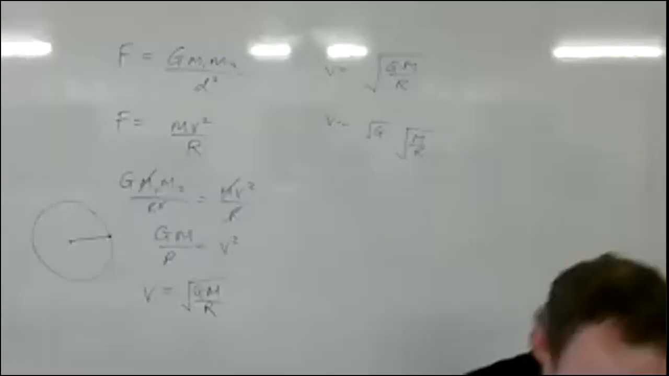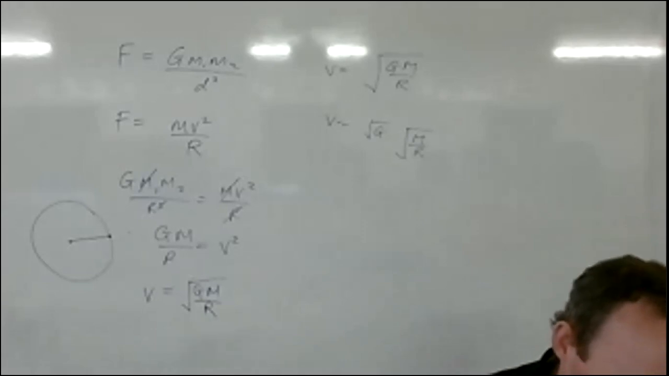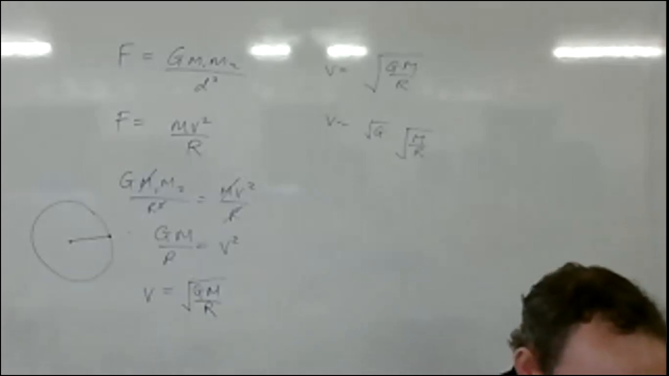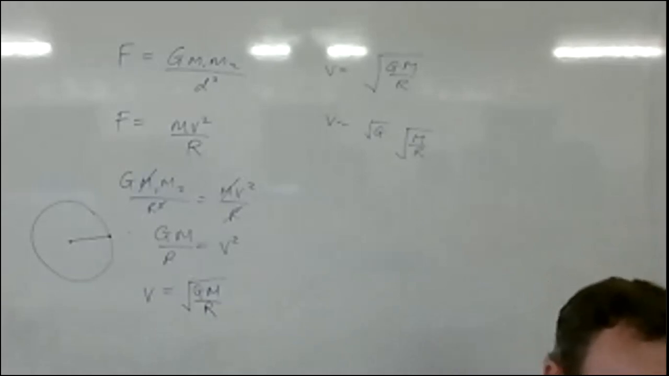Okay, so thus since G is a constant, the speed of the satellite is directly proportional to the square root of the mass of the body it orbits and inversely proportional to the square root of the radius of the orbit. And then we'll sample the question or problem in PowerPoint.